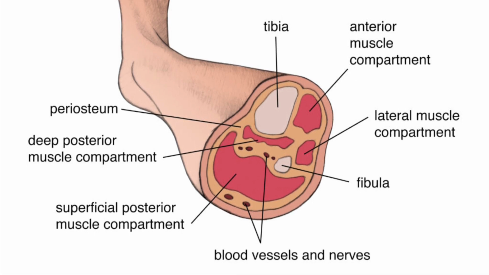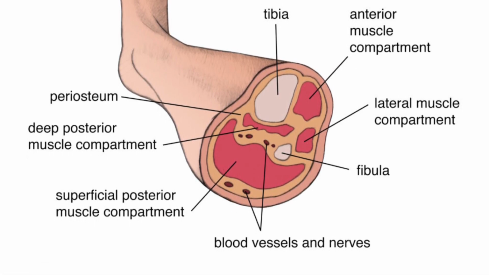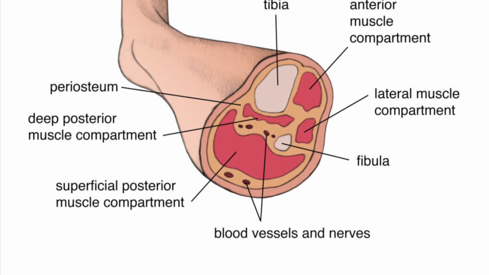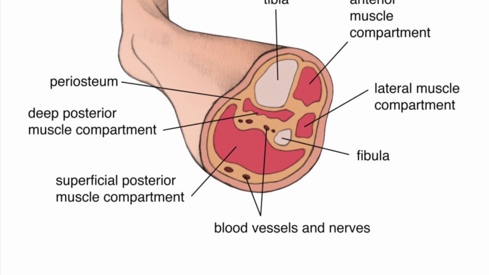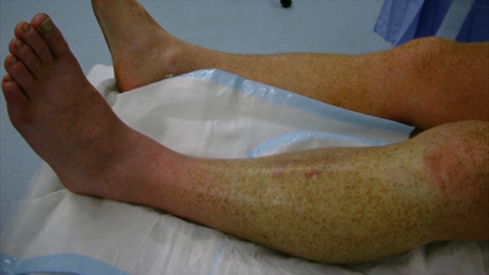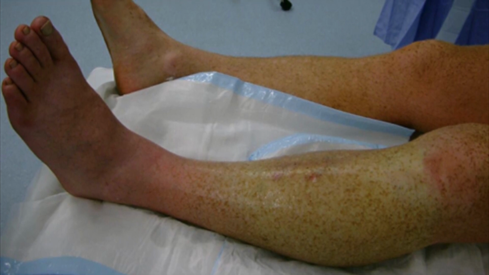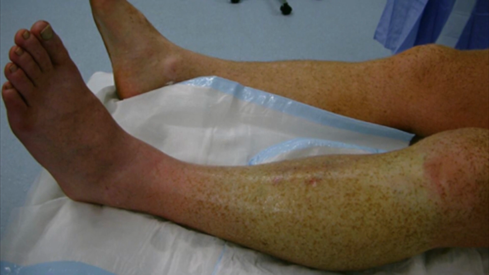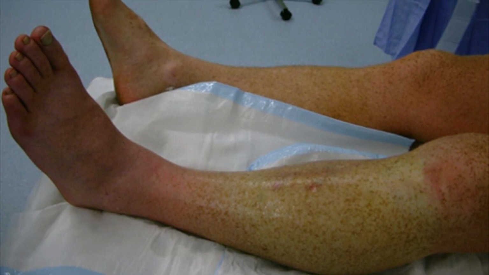The anterior compartment includes the tibialis anterior, extensor hallucis longus, extensor digitorum longus, and the deep peroneal nerve. The lateral compartment includes the peroneus longus and brevis, and also the superficial peroneal nerve.